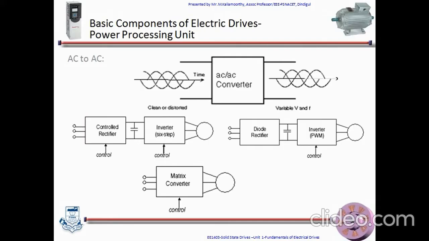This can be done in three ways. The first method is that the fixed AC supply is converted into a variable DC supply by using a controlled rectifier, by properly controlling the firing angle of the controlled rectifier. And the variable DC supply can be converted into a variable voltage, variable frequency supply by using a 6-step inverter, by properly controlling the switches of the 6-step inverter. This is one method.